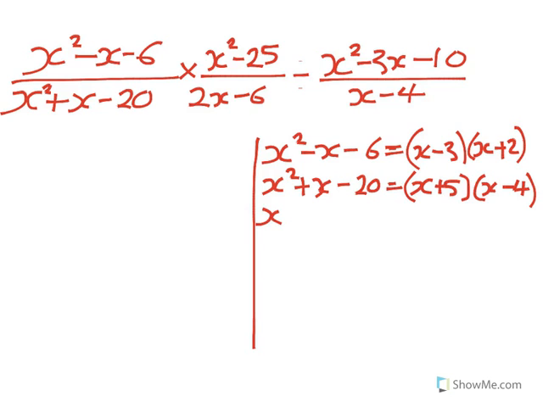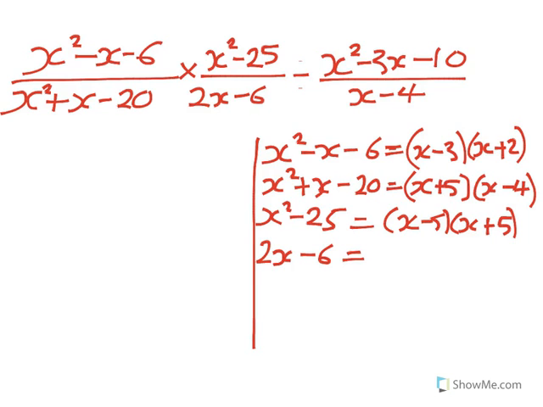Now how about x squared minus 25? This is a difference of two squares. It's x minus 5 and it's x plus 5. And then how about 2x minus 6? This one, 2 is common. You will have x minus 3 coming in.